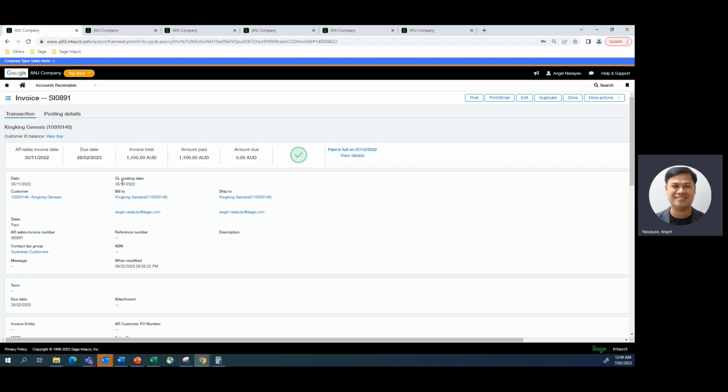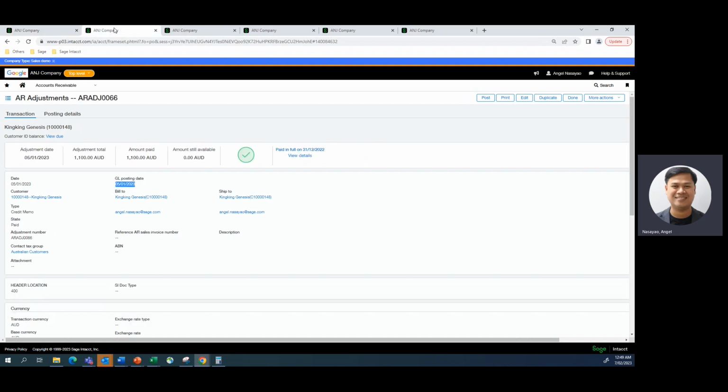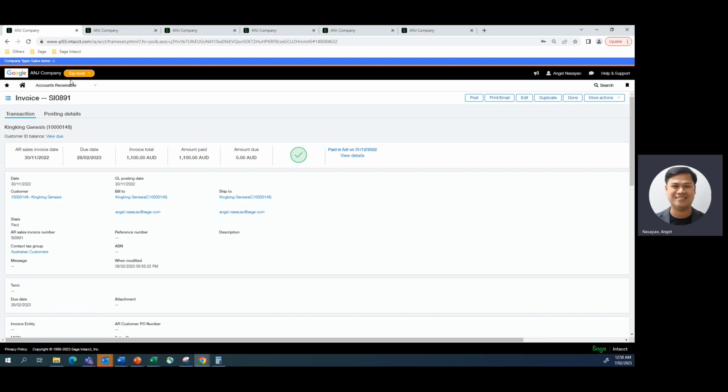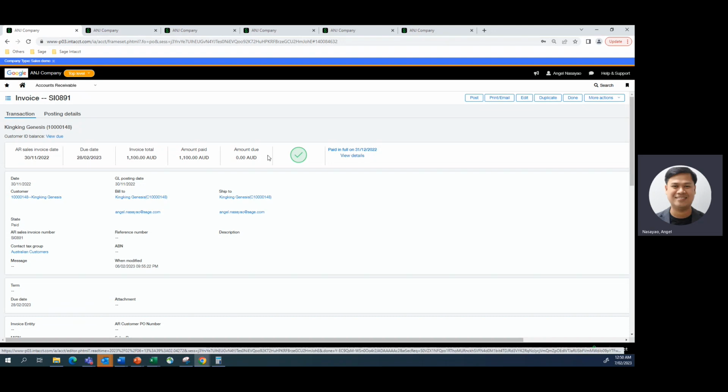As you can see here, the assumption is that they have the same amount. So it's just a matter of netting this AR invoice with the AR adjustment. The only difference is that the credit memo is dated in a period after the AR invoice. But the actual payment, as you can see here, is actually processed in another period as well.